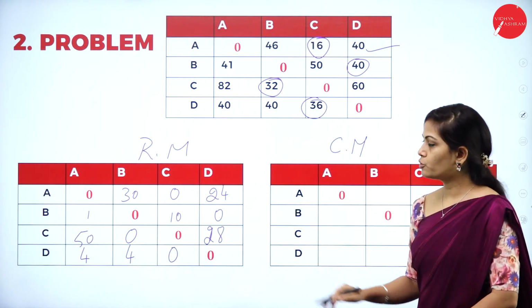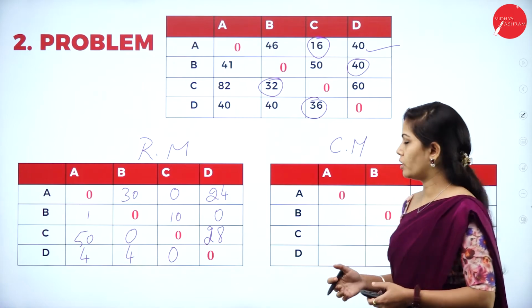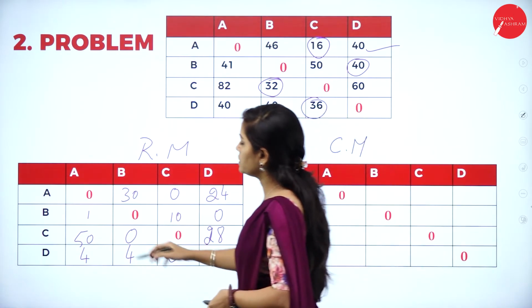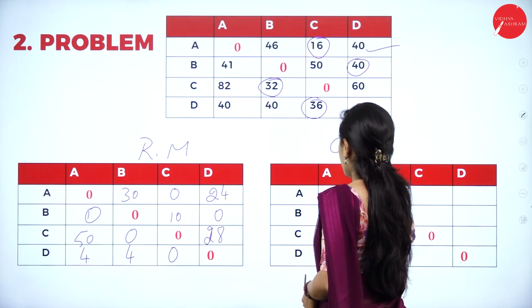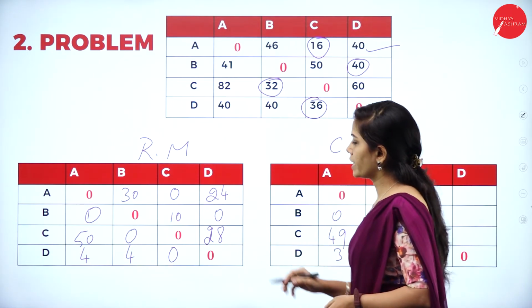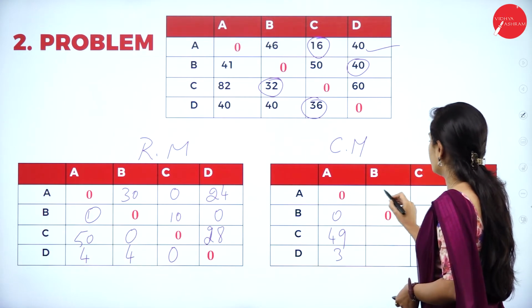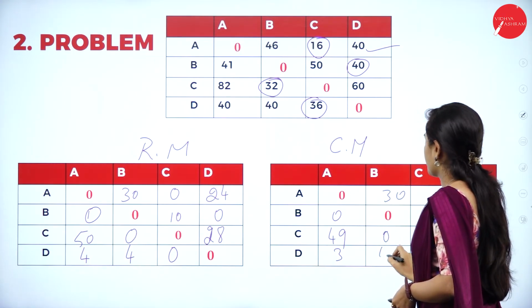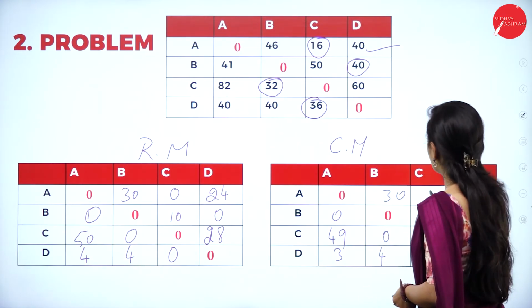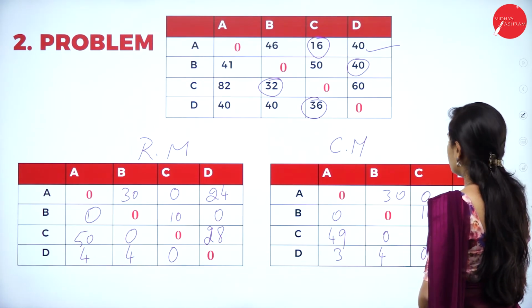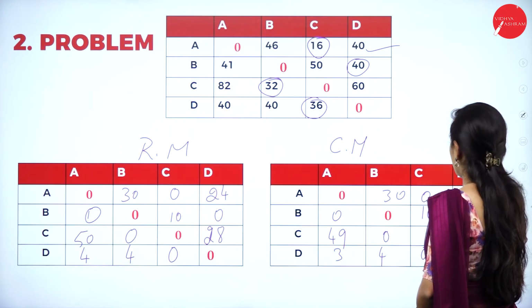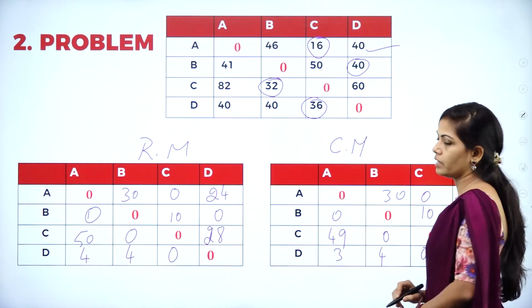So now, by using this row reduction, we can find the column reduction. In the first column, the least value is 1: 0, 49 and 3. In the second column, the least value is 0, so you'll get the same values. In the third column, the least value is 0: 0, 10 and 0. In the fourth column, the least value is 0, so you'll get the same values.